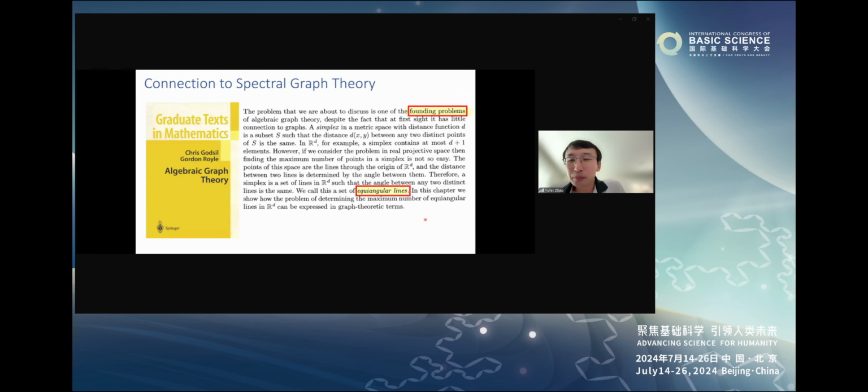So I talked about two problems that so far may seem disconnected, but they're not. One problem is that of equiangular lines, another is that of eigenvalue multiplicities. And it turns out that these two are intimately connected, and this is a well-known connection that goes way back. In fact, in this classic graduate text in mathematics by Godsil and Royle on algebraic graph theory, there's a whole chapter on the problem of equiangular lines, in which it calls it one of the founding problems of the subject. So I want to explain very quickly what this connection looks like.